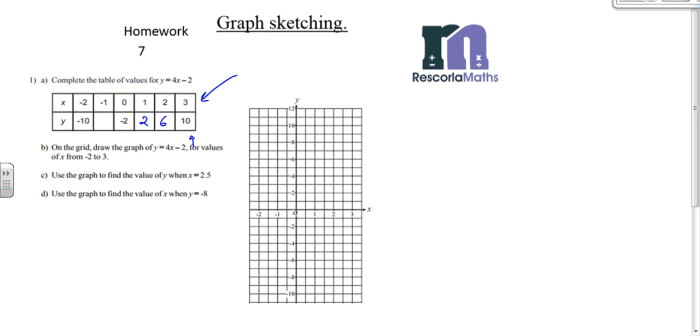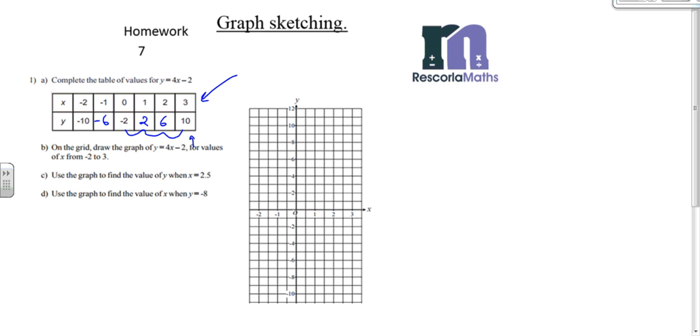And then we're going to have some negative numbers. Even though they're trickier, just have a look at the pattern. So 10 take away 4 is 6. Take away 4 is 2. Take away 4 is minus 2. Go down another 4, and you're going to get minus 6. And then that's part A done. That's completing the tables. Now B, on the grid, draw the graph of y equals 4x minus 2.